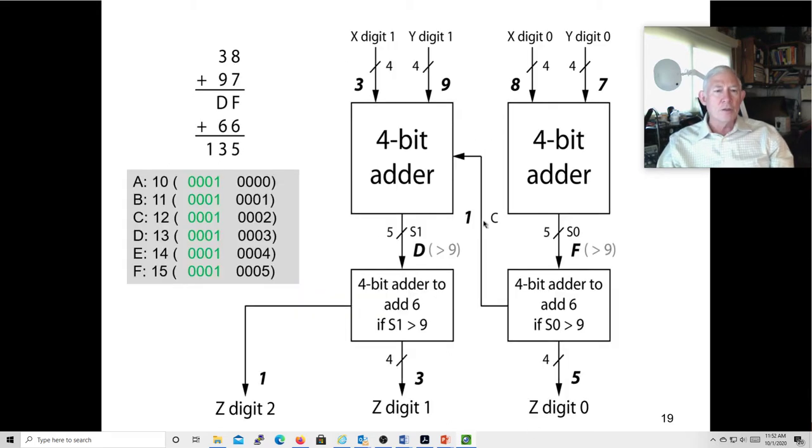All right, so let's look at how this would be set up. We have a 4-bit adder here, which takes care of adding 2 nibbles to generate a 4-bit, or a nibble, result plus a carry out, but we have to check that nibble. If it's over 9, we add 6. Okay? And then here we are.